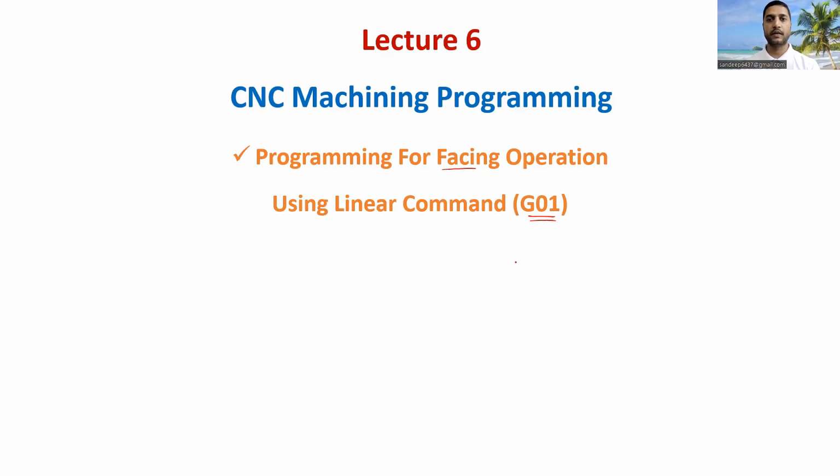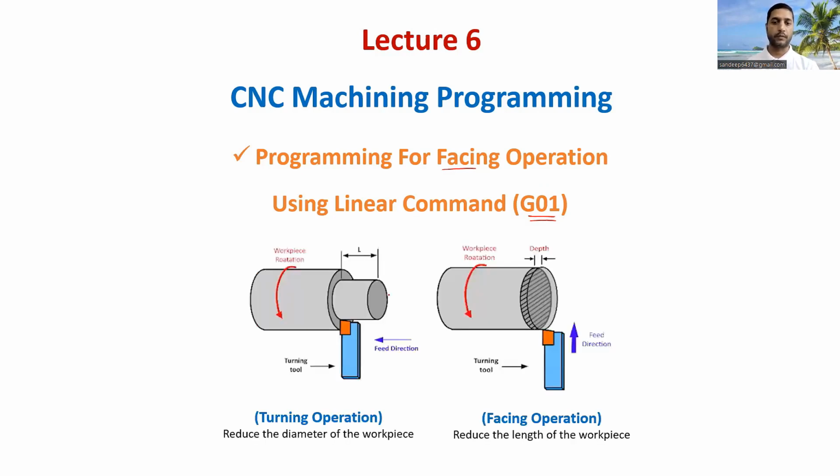Now, one question may arise here: what is the difference between turning and facing? Let me explain the difference between both of them with the help of this figure. This figure shows the turning operation, and turning operation means when we reduce the diameter of the workpiece. This figure shows the facing operation, which means when we reduce the length of the workpiece. Here, this is a cylindrical workpiece, and let us say the diameter of this cylindrical workpiece is D1. D1 is the outside diameter of the workpiece.